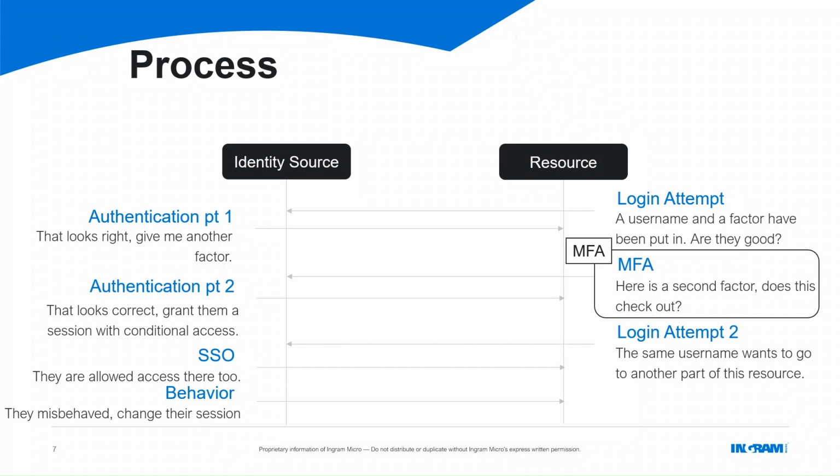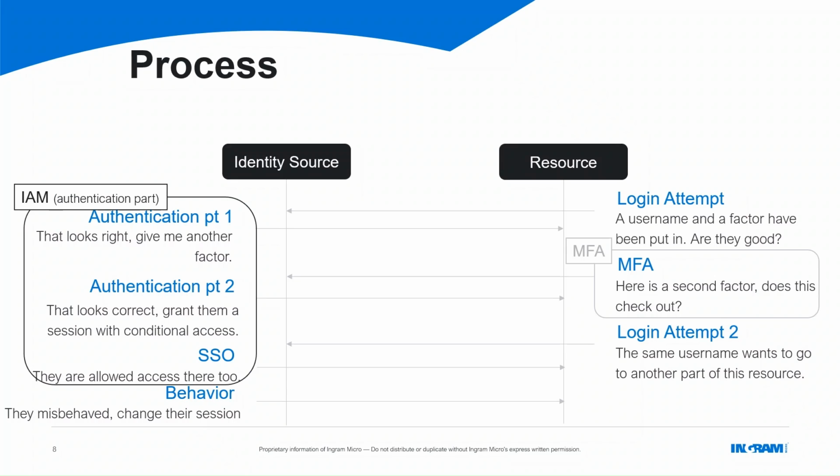Here's a second factor, here's a third factor, what have you. Does that check out? Identity access management, of course, is the other half of it on the identity source. It is that we're saying check your authentication again, grant them SSO. And that is the main identity access management, what it strictly is.